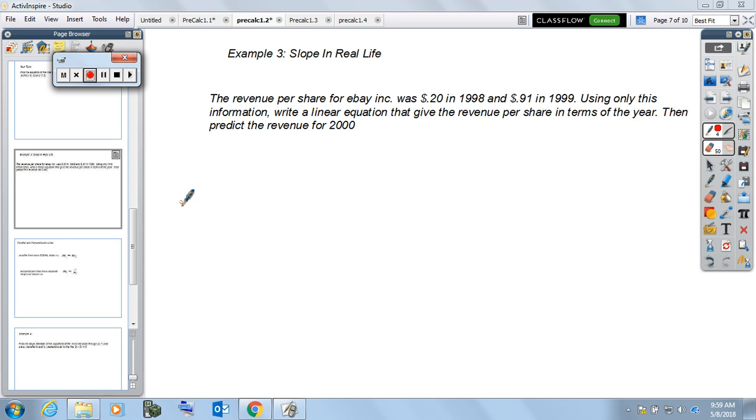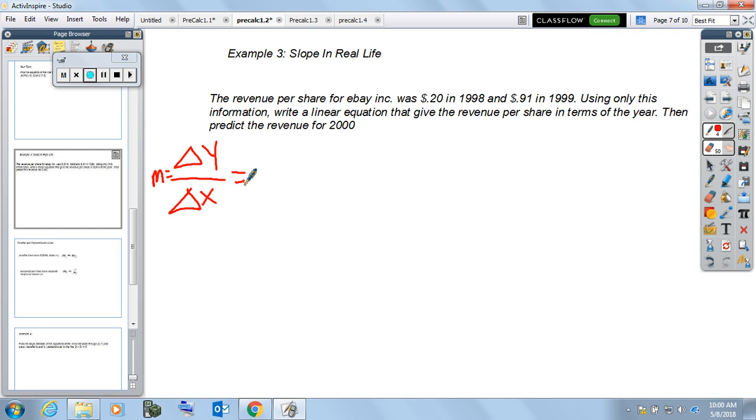Well, let's start things off. Again, think about what we're trying to represent in terms of slope. I wanted you to think of it as change in y over the change in x. That is what our slope is going to represent. Well, let's think about this in terms of our problem. So the change in y, well, what is y in this particular example?